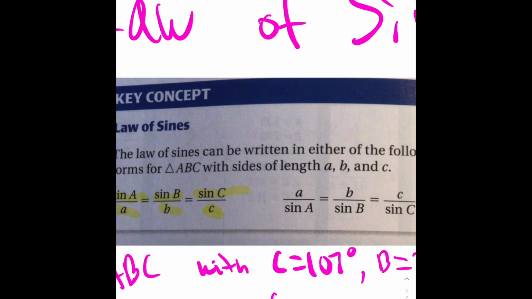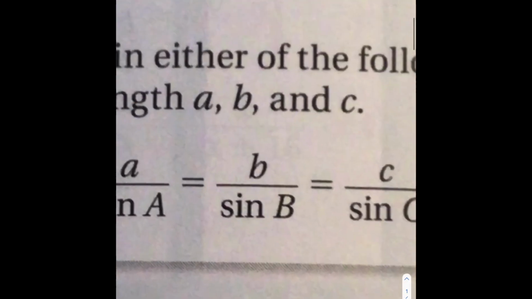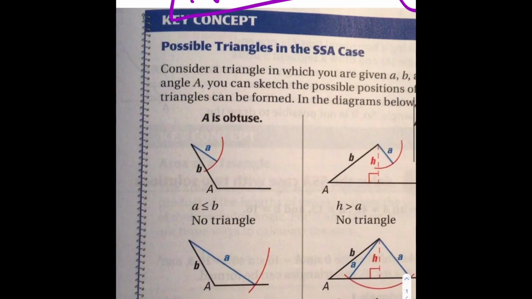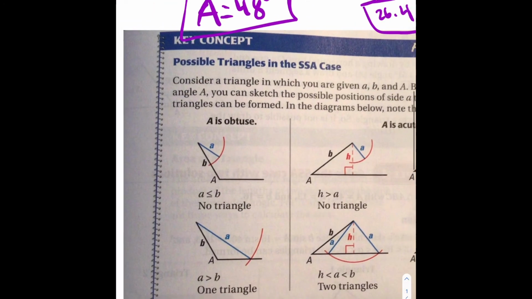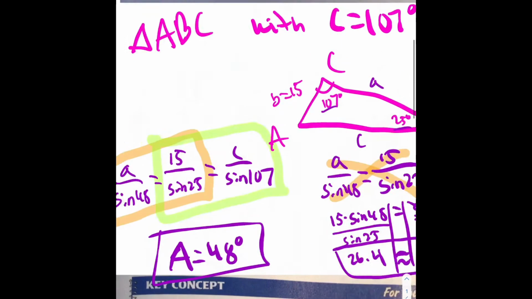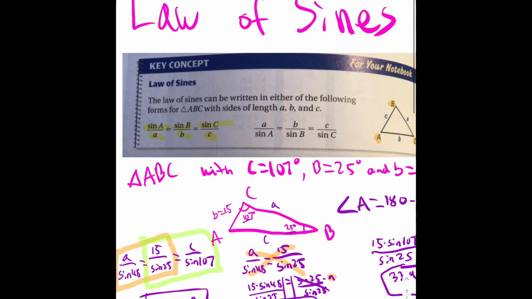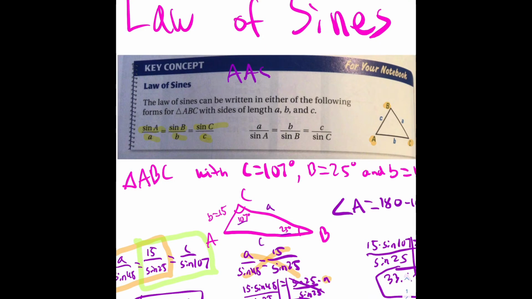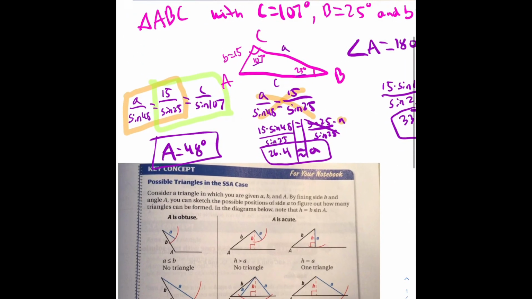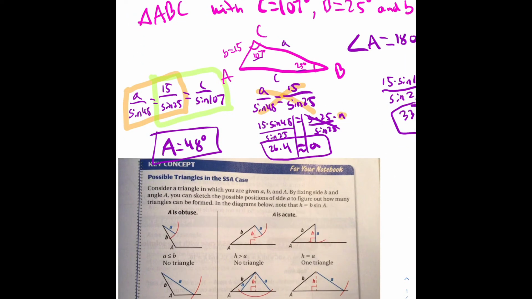All of this came about by using either this proportion or this proportion. You could have done it either way. This example is often used with angle, side, angle or angle, angle, side formulas. Whereas when we get down here, it's side, side, angle.